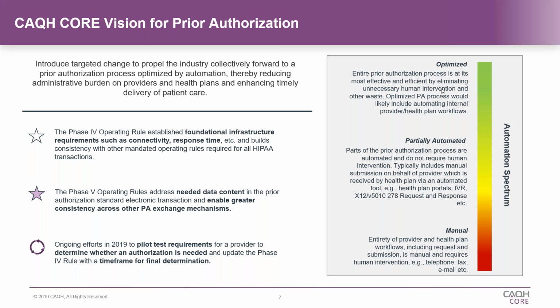really just laid the foundational infrastructure requirements for system connectivity, for security, for acknowledgments to ensure that transactions can flow in the most appropriate way. Now, Phase 5, which we'll hear more about this afternoon, we address the needed data content requirements for the 278 transaction, both how the provider submits it as well as how the health plan responds, with what data the health plan responds, as well as ensuring that there's greater consistency between the different types of exchange models that exist today. So web portals being one of those cases.